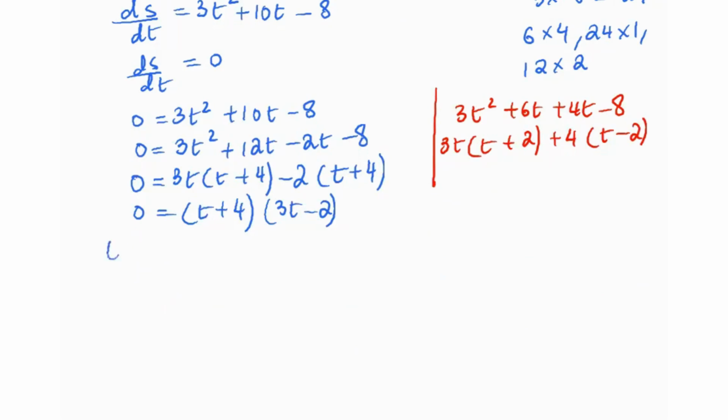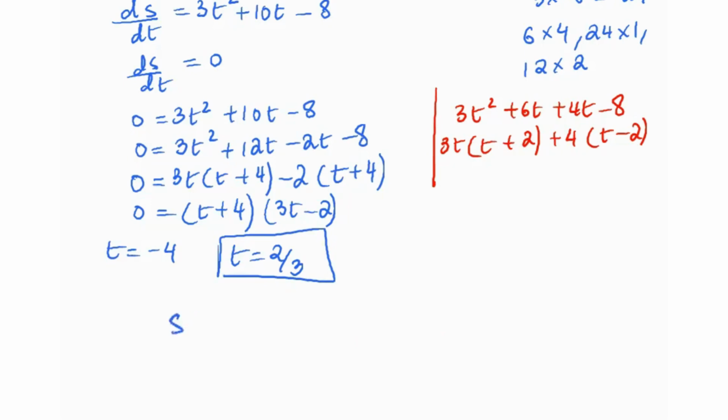So t equals negative 4 and t equals 2 over 3. Now, obviously, time cannot be negative because it's a scalar quantity, not a vector quantity. Time has no direction. So we're going to select t equals 2 over 3 as the time. Now they want to find the displacement at this point.